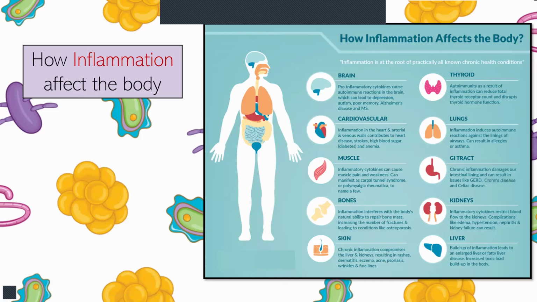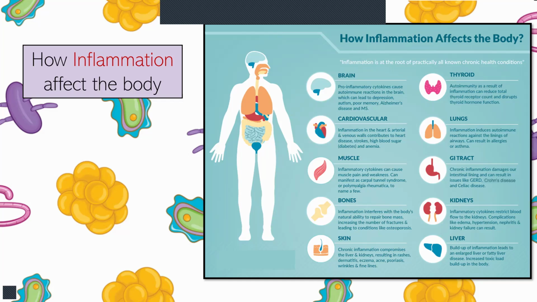Inflammation affects many parts of the body. In the brain, pro-inflammatory cytokines cause autoimmune reactions in the brain, which can lead to depression, autism, poor memory, Alzheimer's disease, and multiple sclerosis. In the cardiovascular system, inflammation in the heart and arterial and venous walls contribute to heart disease, strokes, high blood sugar, which leads to diabetes and anemia. In the muscles, inflammatory cytokines can cause muscle pain and weakness. They can manifest as carpal tunnel syndrome and polymyalgia rheumatica, to name just a few of those processes. In the bones, this interferes with the body's natural ability to repair bone mass, increasing the number of fractures and leading to conditions like osteoporosis.